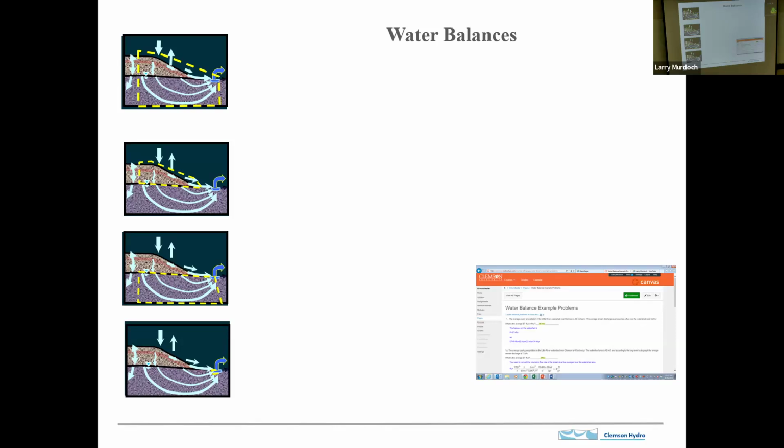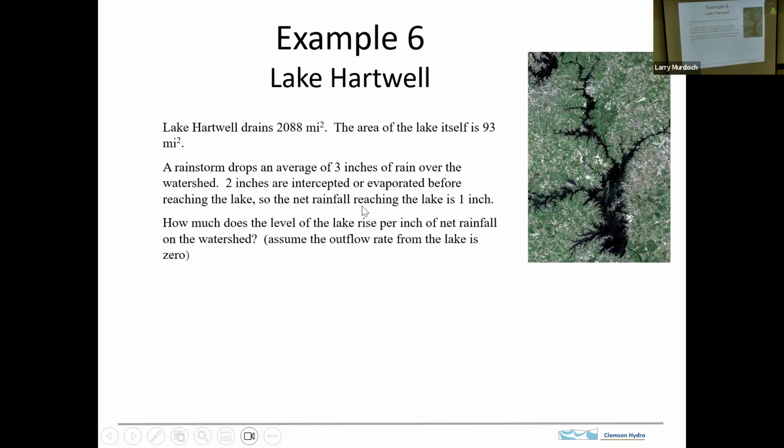Any questions on that? Good. What I thought would be good to do just quick here is do this example number 6.